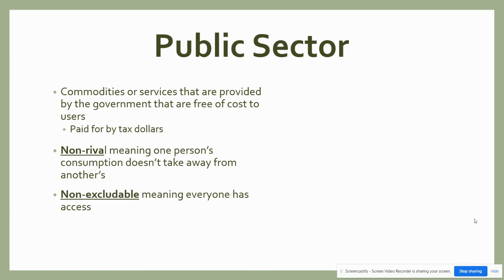The second qualification is that it has to be non-excludable, which means everyone has access to this thing, right? You don't have to pay to walk on the sidewalks. You don't have to be a certain type of person to walk on the sidewalks. Anybody that is in the area that wants to walk on the sidewalk is able to do so. Okay, so those two things are important for whether or not something qualifies as being a public good or a public service, and whether it fits into this public sector here.